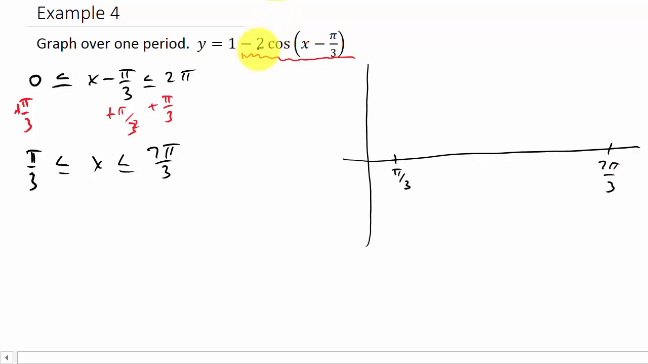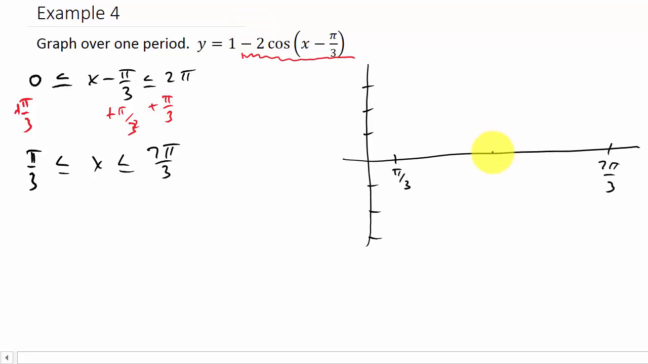Alright, so my amplitude is 2. Okay, I'm not even worrying about the 1 right now. So I know it'll be 2 and negative 2. So I've got 1, 2, 3, 1, 2, 3. Okay. And you'll see in a minute why I marked it off like that. It's because of that plus 1. You'll see in a little bit.